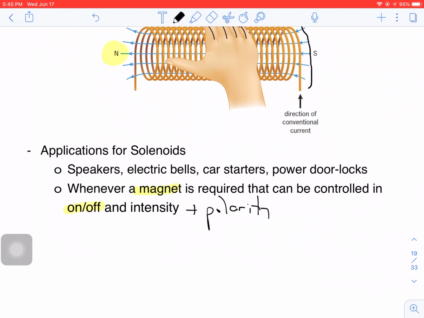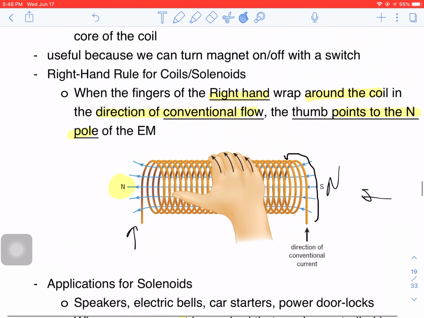of the magnetism. So if I took this coil up here and reversed the conventional flow, so now it's going this way, my right hand shows it coming around the back, rolling over the front, and my thumb would now show that north is on the other side. So I can not only change how strong the magnet is by changing current and number of coils, I can also change which side of this is going to be north and which side is going to be south using the right hand rule for solenoids or coils.